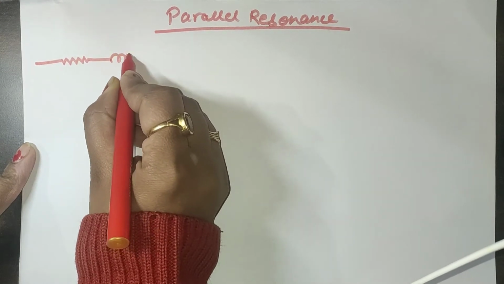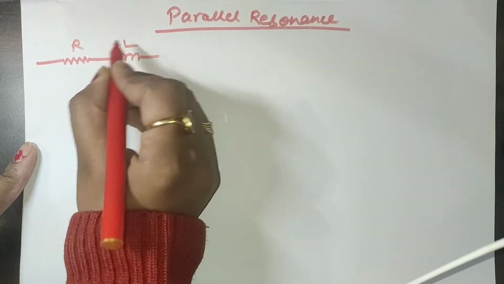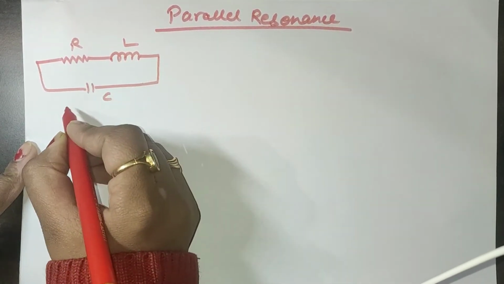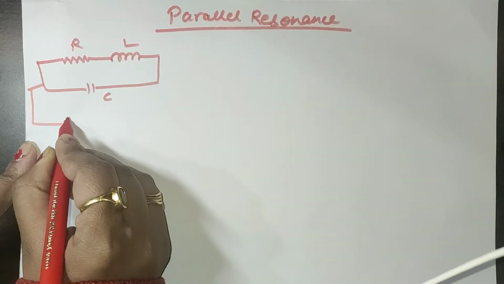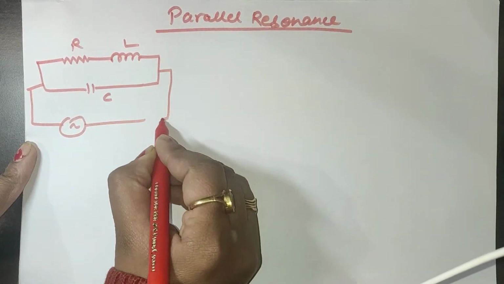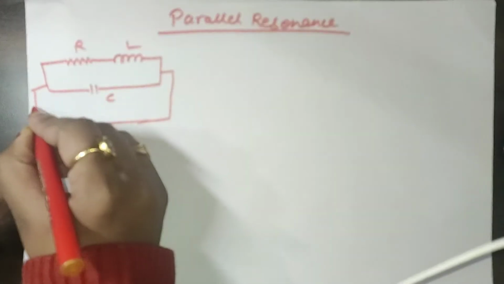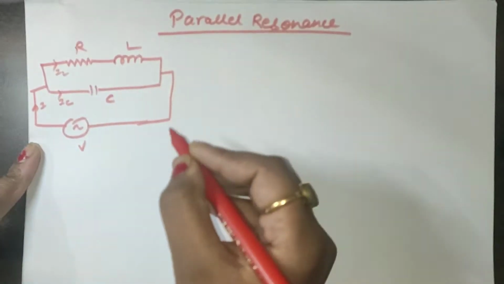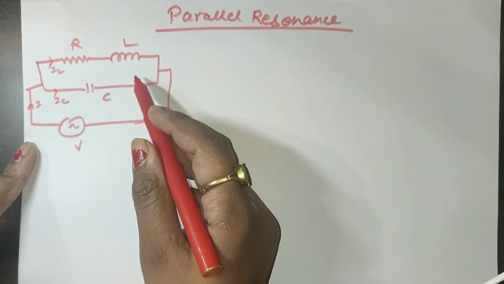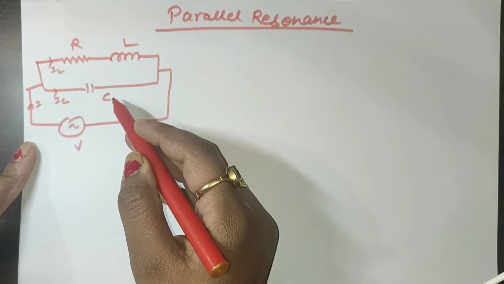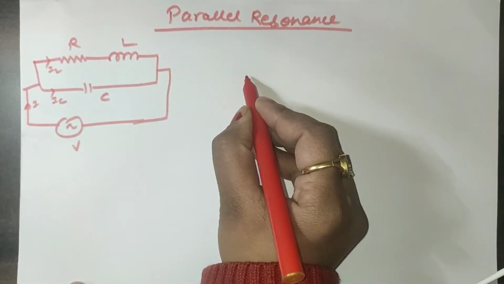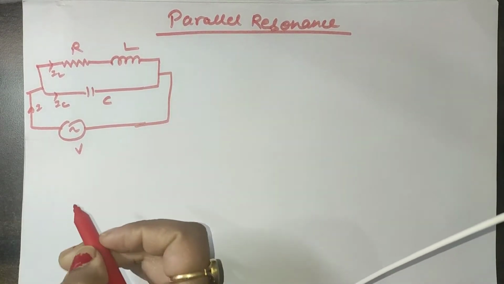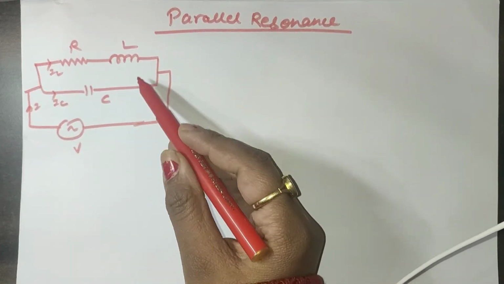Let's suppose we consider a circuit with R, L and C. A parallel circuit is there, with L and C in parallel. The circuit contains an AC voltage V, and current IC is flowing here and current IL is flowing here. So in parallel resonance, L and C are in a parallel circuit. The most common parallel circuit is a coil shunted by a capacitor.